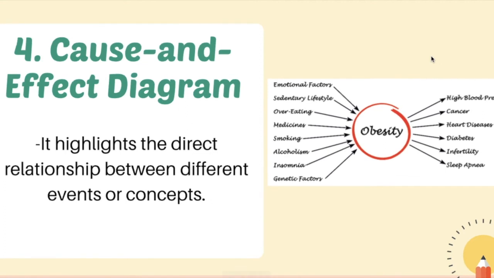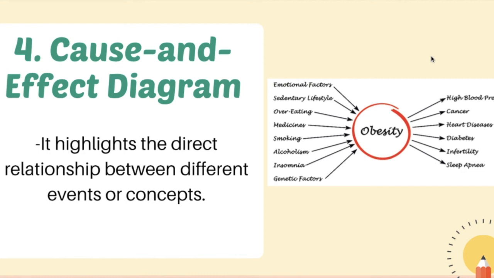Next, number 4, we have the cause and effect diagram. It highlights the direct relationship between different events or concepts. As you have seen in our example, we can see the cause, and we have here the effect diagram. What will be the cause of obesity, and what will be the effect or effects of obesity?